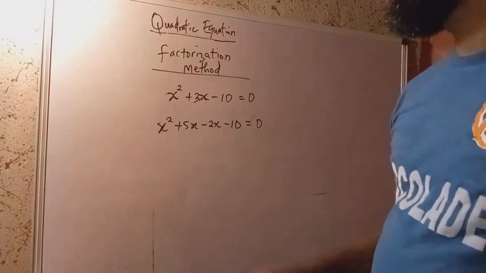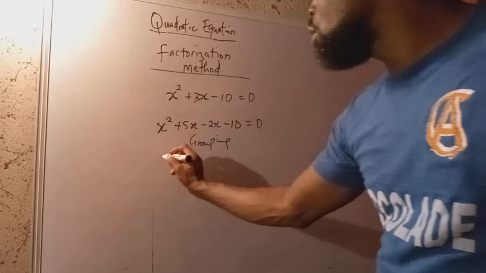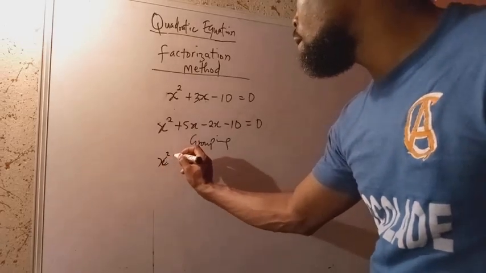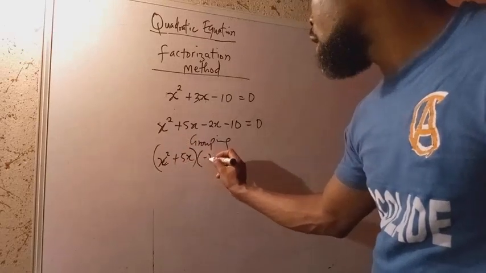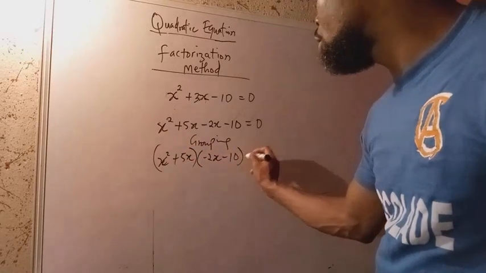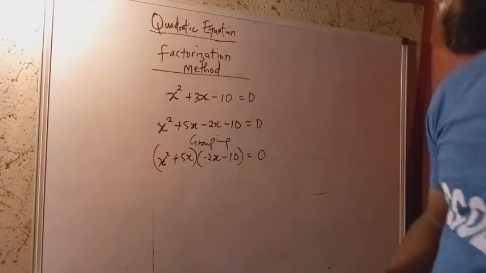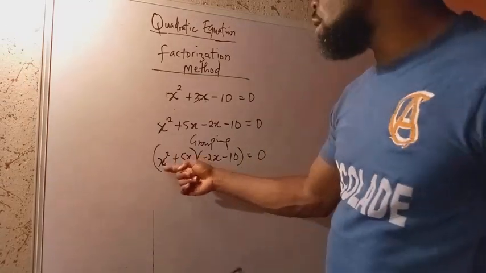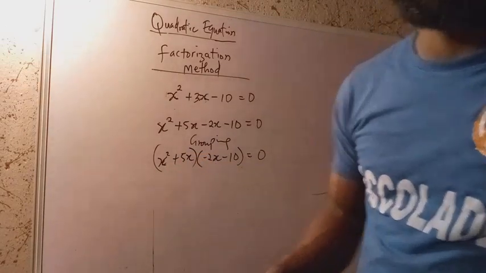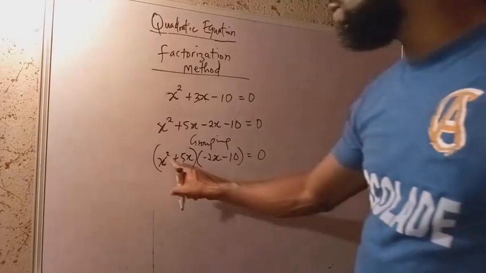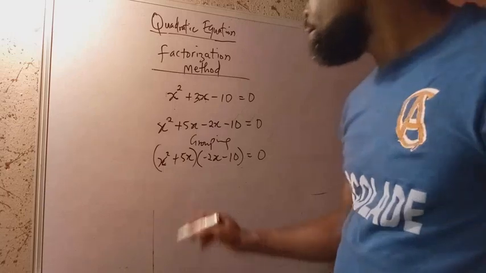Alright, so with this done, we now do what? The grouping. So this will be x squared plus 5x grouped and minus 2x minus 10 grouped equals 0. The next thing we are going to do is to look for the highest common factor of these two. Remember, we have talked about highest common factor. I have a lesson on highest common factor, so you can do well to check it out.